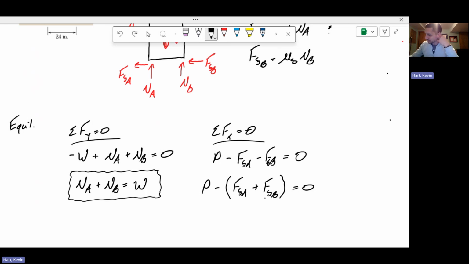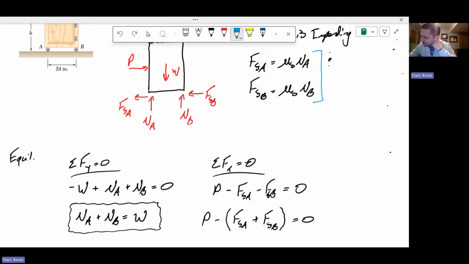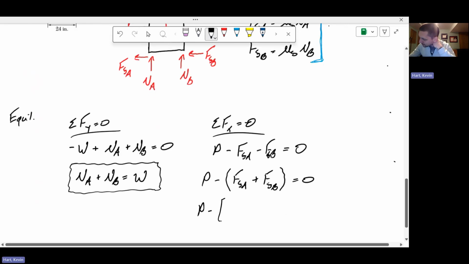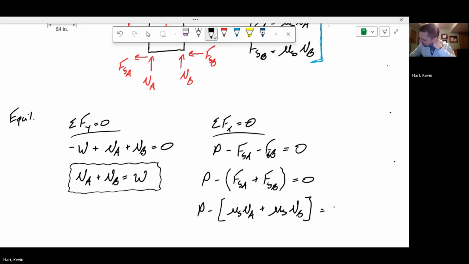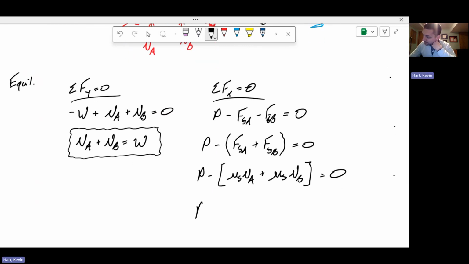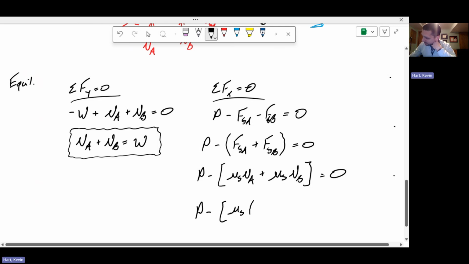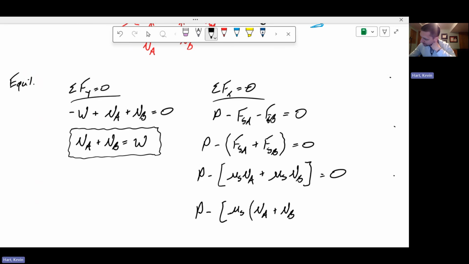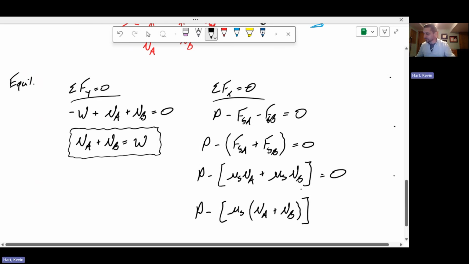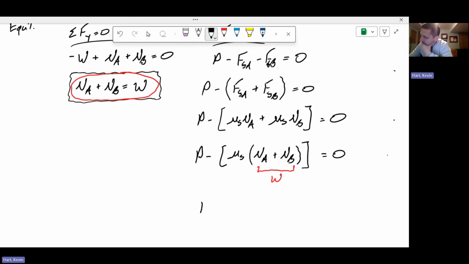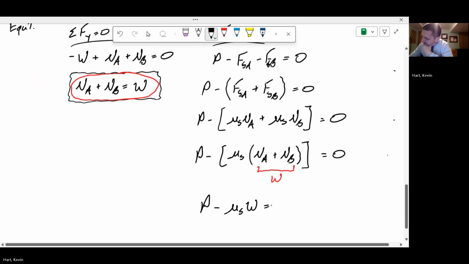I can make my substitutions for the frictional force at A and the frictional force at B. I know they both need to be the maximum if motion is impending, so we saw that up there. We have P minus mu sub s times NA plus mu sub s times NB equals 0. I'm going to again make a grouping, P minus mu sub s times the quantity NA plus NB. That's just rearranging that. And I think you see the slick trick now. Normal force at A plus the normal force at B is equal to W. So I can replace this with W. Very slick. So in that sense, P minus mu sub s times W is equal to 0.